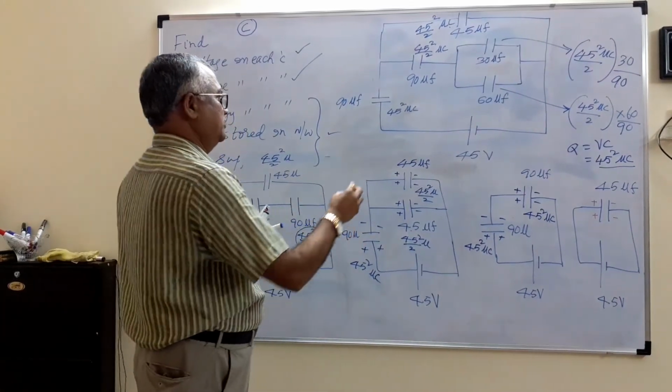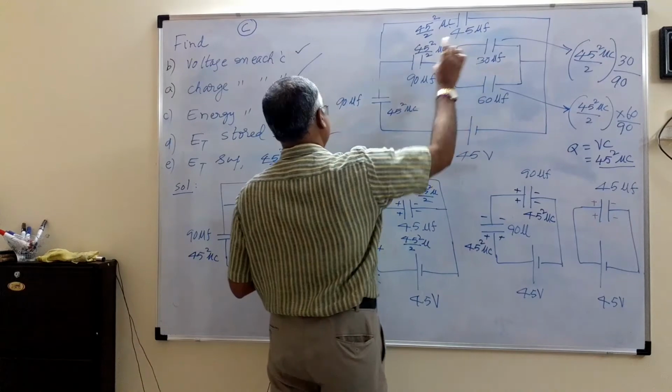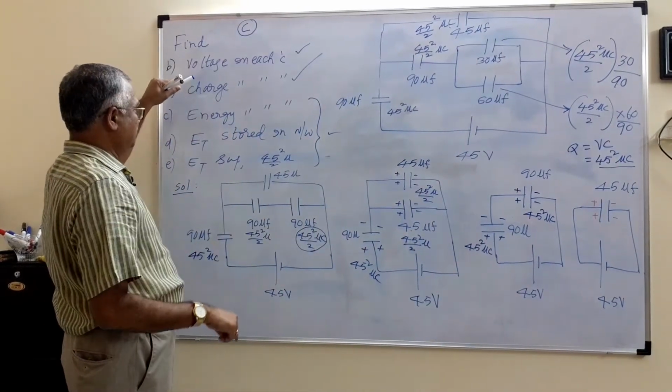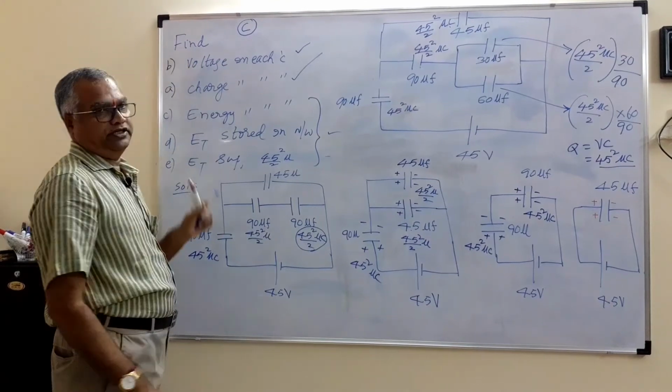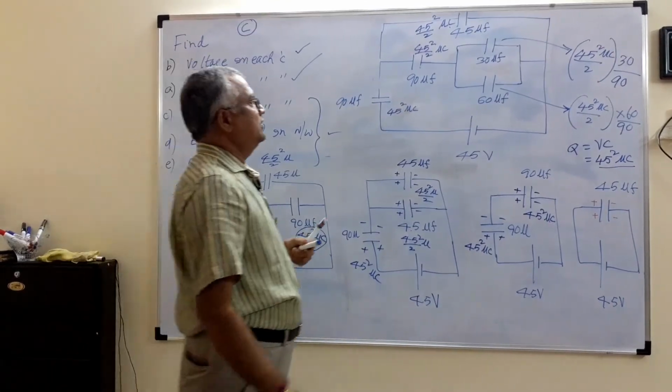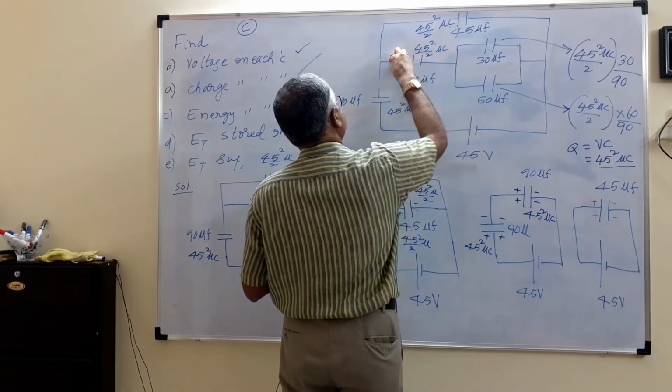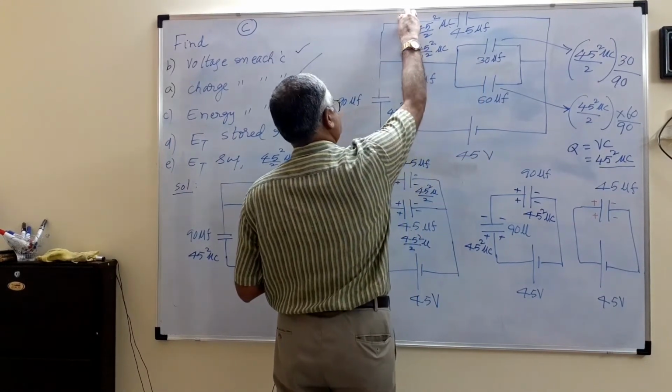Again, two ways. When you are keeping this source here, first find out voltage, then charge. Later, first find charge, then voltage. Just for practice. So once this is over, keep the source here, repeat.